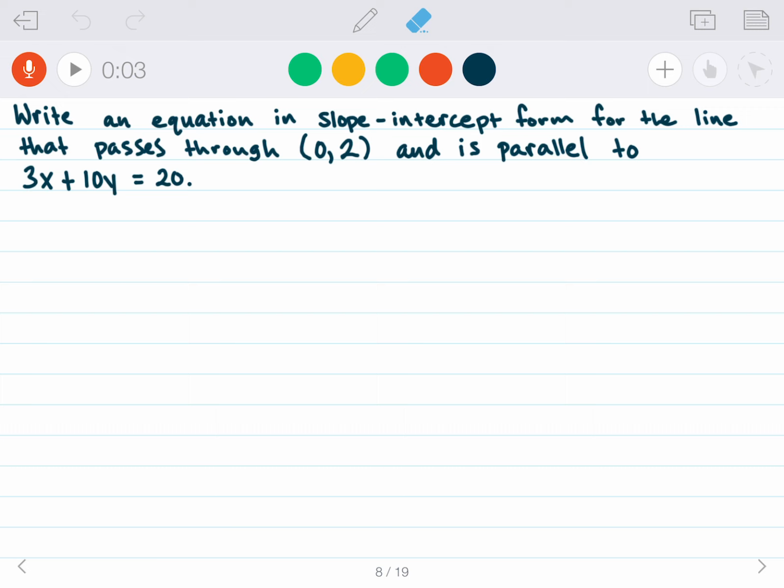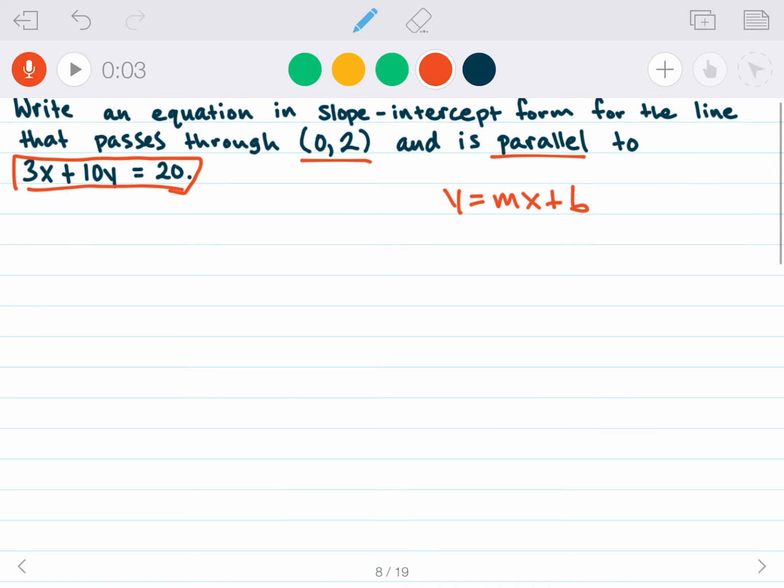Let's try another one. We want to write an equation in slope-intercept form, so y equals mx plus b, for the line that passes through this point and is parallel to this line. Now we need to figure out what the slope of this line is. That's our first step, because parallel lines have the same slope. So let's go ahead and manipulate this guy. We're trying to figure out the slope so that we can find out b for this new line.